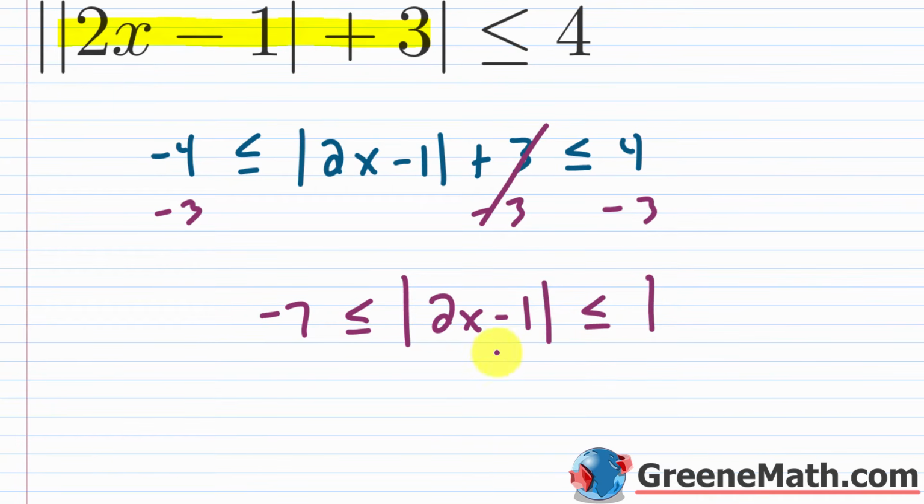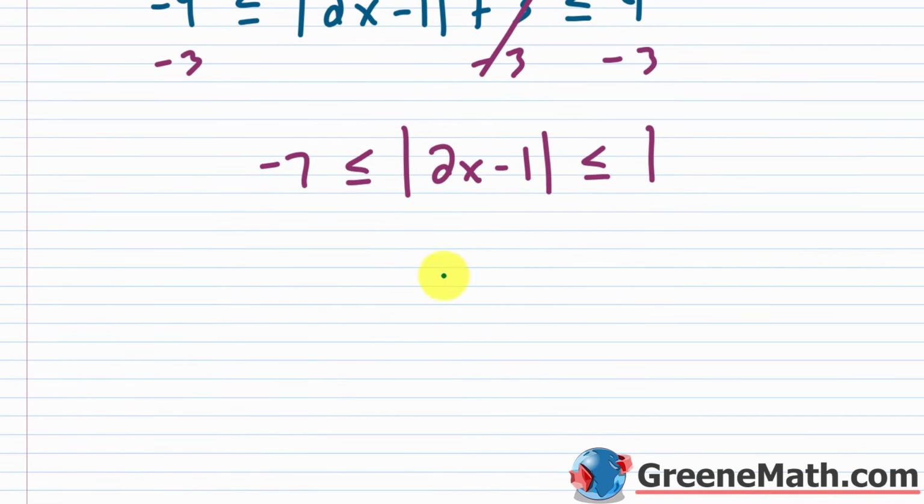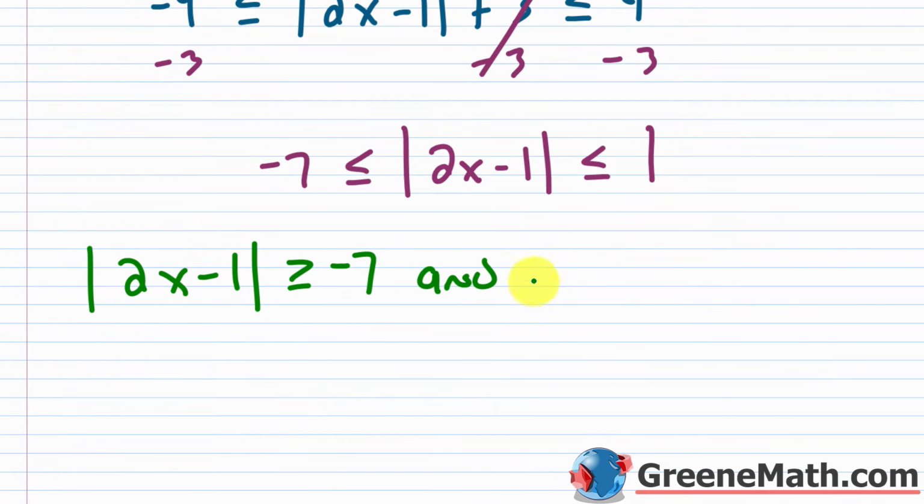Now, you're going to break this up. Remember, when you have a three-part inequality, this is something you can write using the keyword and, so things have to work in both. The first one here is going to be really simple. We have the absolute value of 2x minus 1, and then we're saying this is greater than or equal to negative 7. Then I'm going to say and. We're going to say the absolute value of 2x minus 1 is less than or equal to 1.